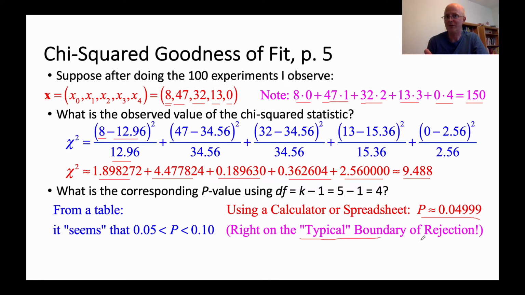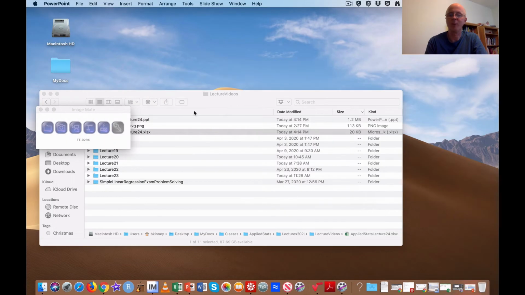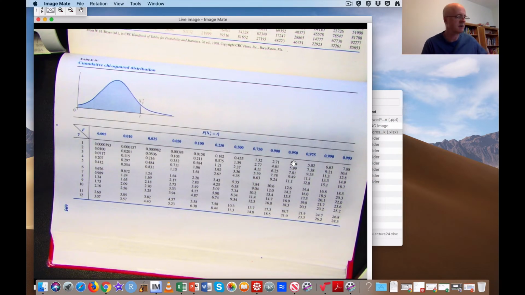If your teacher gives you an alpha, I guess you should go with that alpha, but in real life, it's the boundary. You should also realize that different observations that still correspond to 150 overall successes out of 400 attempts very well could lead to a different decision. There are different x vectors that could be made where the total number of successes is 150. That would result in a different chi-squared value and a different p-value. Let's take the time to look at both what you would get in a table from the book and also with a calculator, and then we'll also look at a spreadsheet here.